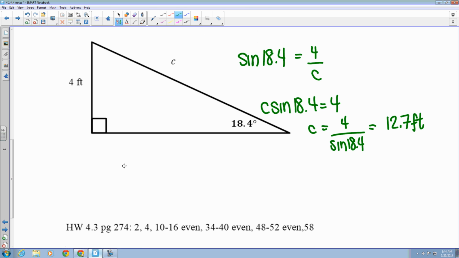And below is our assignment, and that was section 3.